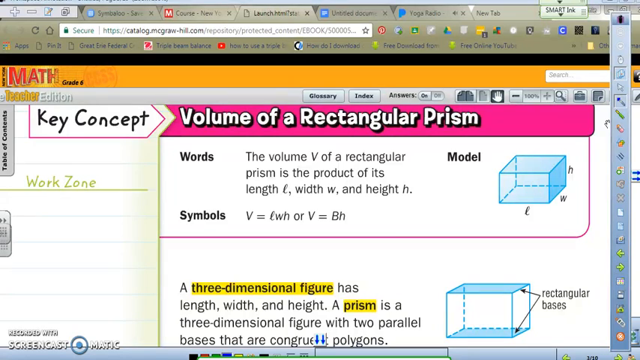So when you're ready, turn your page. It has 2 formulas here. I want you to cross this one out. We're not using this one. We are doing length times width times height.